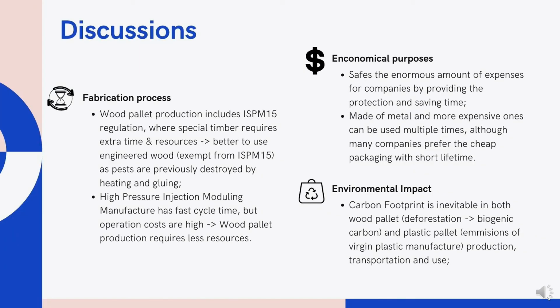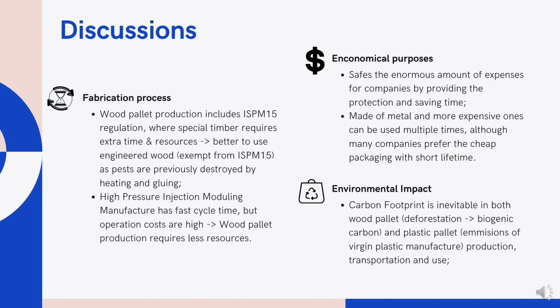There are some points here for discussing concerning different aspects of tertiary packaging. Concerning the fabrication process, wood pallet production includes the ISPM 15 regulation, where special timber requires extra time and resources. So, it is better to use engineered wood, exempt from ISPM 15, as pests are previously destroyed by heating and cleaning. Also, every method of production has its advantages and disadvantages. One of them, high pressure injection molding, has a fast cycle time, but operation costs are high, while wood pallet production requires fewer resources.